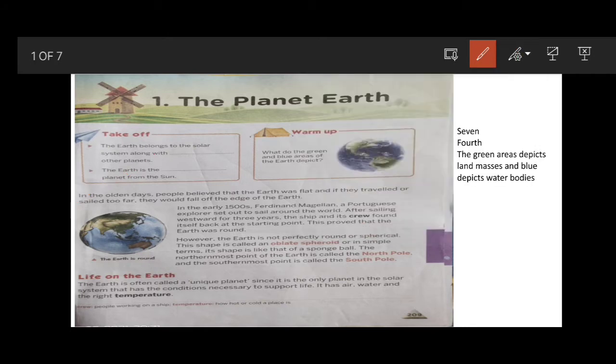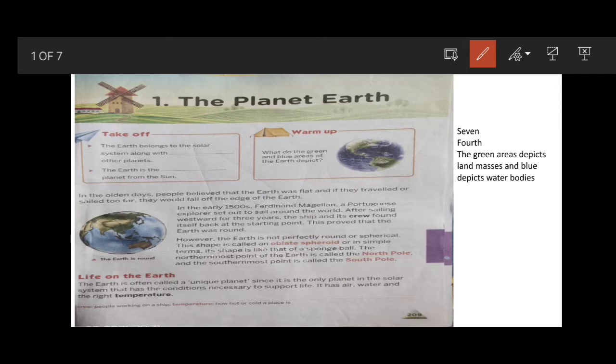In the olden days, people believed that the earth was flat. For example, people believed the earth was flat in this way, and they thought that if they traveled too far, in this way, they would fall down from the edge of the earth. Okay. In the early 1500s, there was a Portuguese explorer, a Portuguese sailor, whose name was Ferdinand Magellan. So Ferdinand Magellan set out to sail around the world, around the earth.